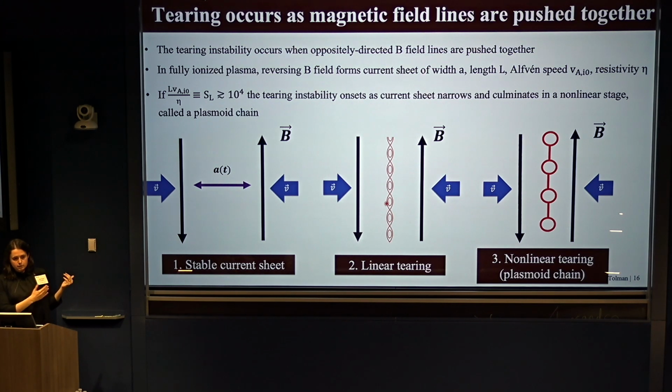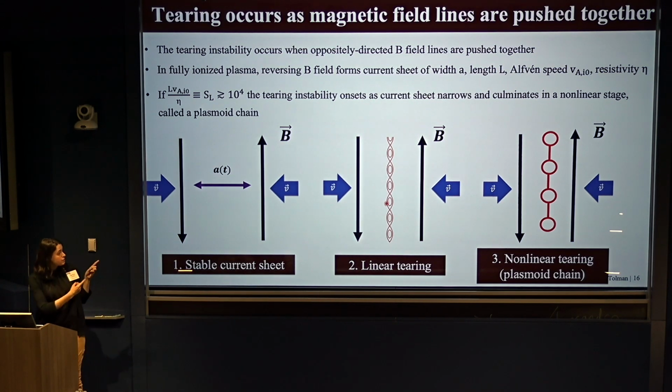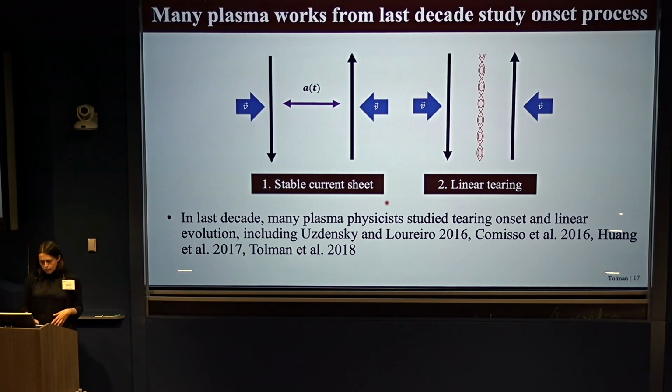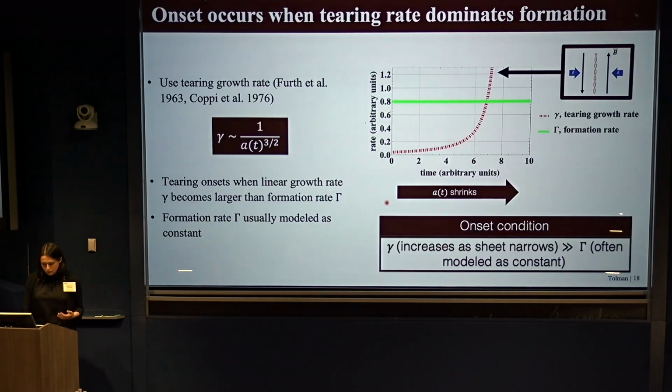This is a linear instability in the middle panel, but as it grows, it will evolve into a nonlinear configuration, which is called a plasmoid chain. This is represented by a structure in the magnetic field, which you see schematically in red on the right side of the slide. All right, so this instability was a very hot topic in plasma physics in the last decade. Many plasma works from the last decade studied the onset process. They studied stage 1 and stage 2 of the process we showed schematically on the previous slide. I list some plasma works that studied this instability in the last decade at the bottom of this slide, but there is a very extensive literature.